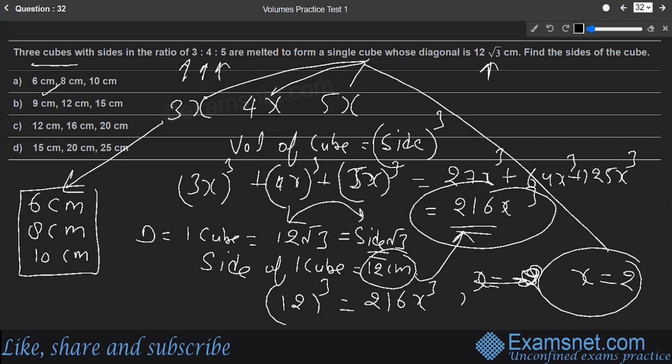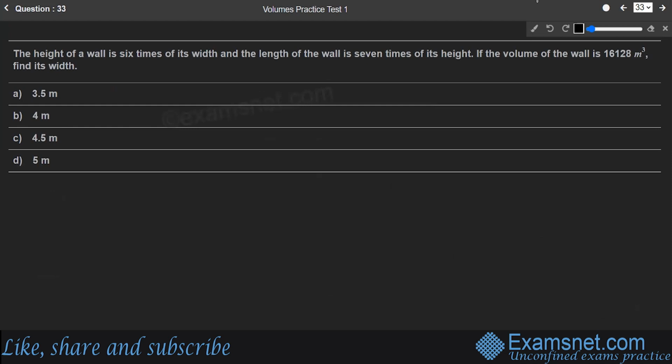Let's see where it is. 6, 8, and 10. It is available in option number A, so that becomes the right answer there. Then he says the height of a wall is 6 times its width, and the length of the wall is 7 times its height.